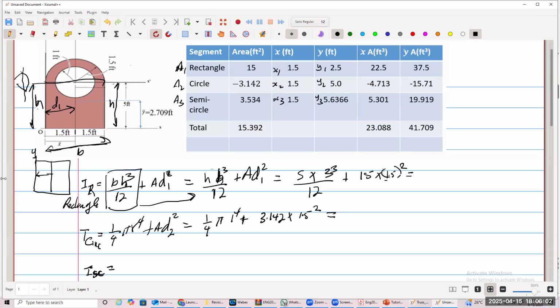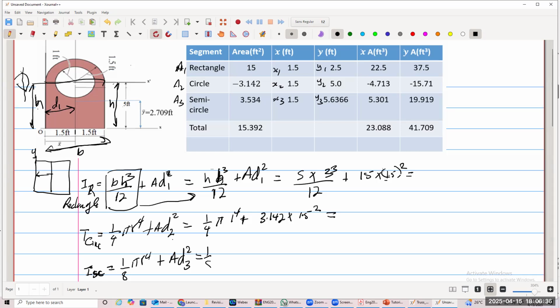For the semicircle, pi r to the fourth over 8. It's over 8. Yes, sir, 8. Yeah, over 8. There's 1/8 pi r to the fourth, right? Plus the area times d3 squared. I just put these here to show you, to relate these to the tables. I call them d3, just relating them to the table.